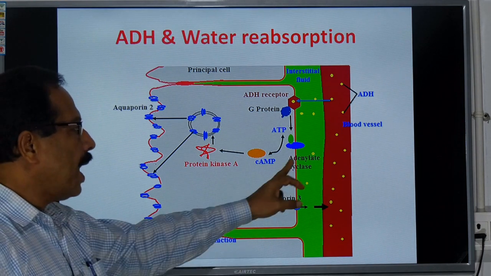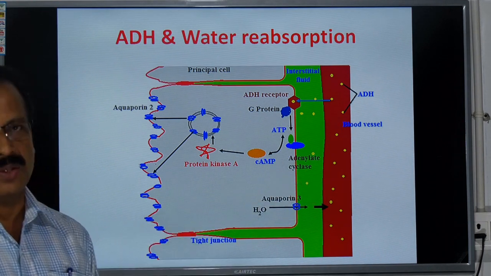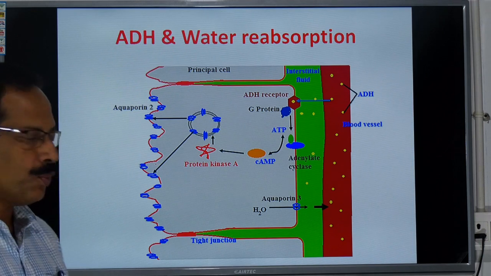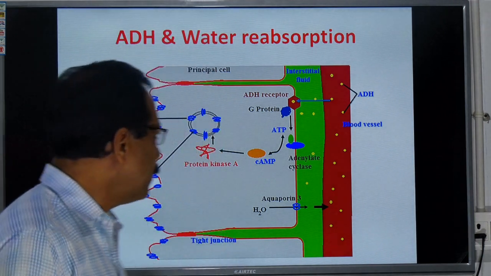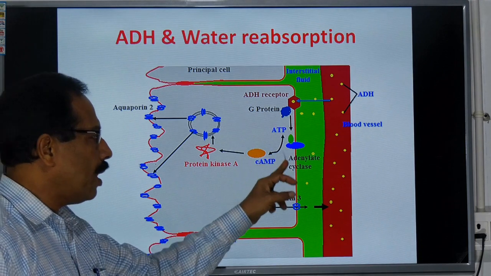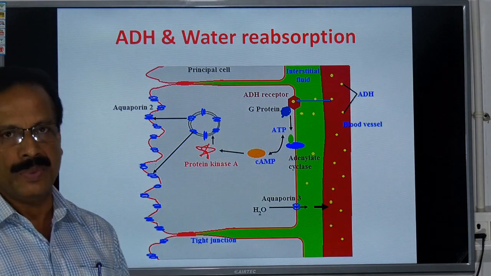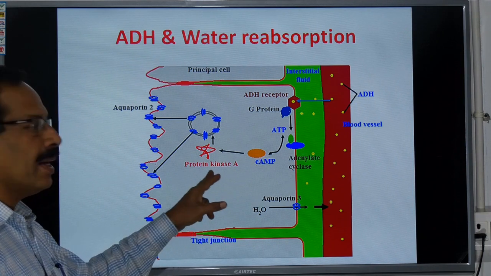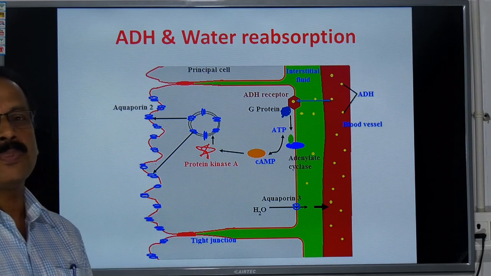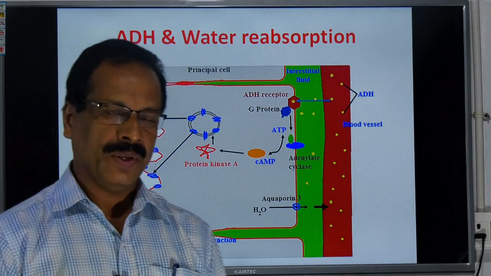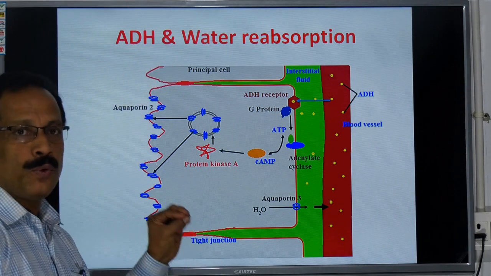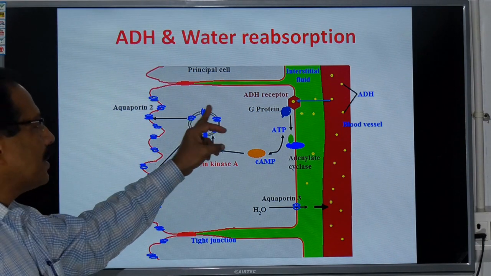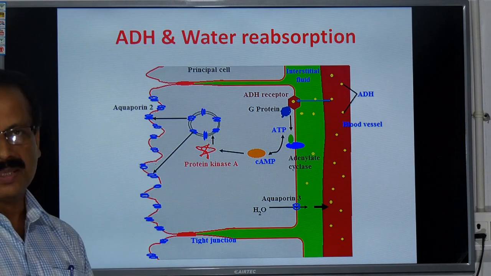As a result, the adenylate cyclase enzyme is activated. This activation of adenylate cyclase causes the production of a large amount of cyclic AMP. This is a second messenger. This induces the protein kinase A enzyme, which is a phosphorylating enzyme. This enzyme phosphorylates the vesicles where these aquaporins are stored.